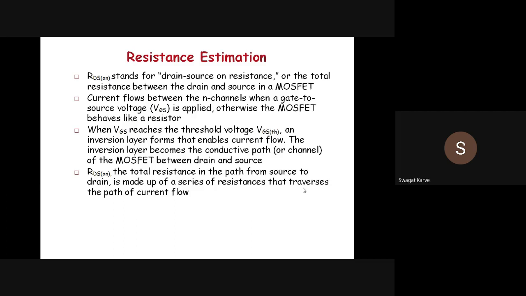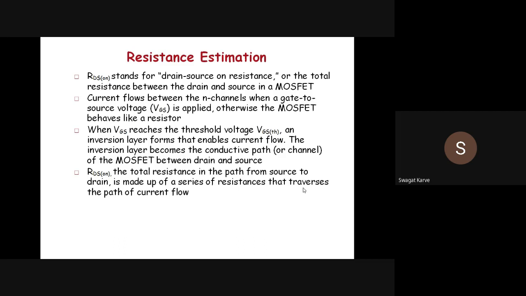Now, the next and very important point related to the MOS transistor is resistance estimation. What do you mean by resistance estimation? Because of its geometry or structure, the NMOS transistor offers some sort of internal resistance between different terminals and different layers of the MOS transistor.